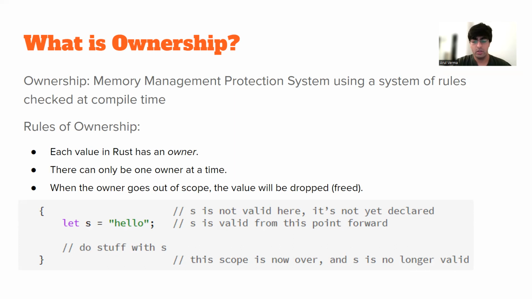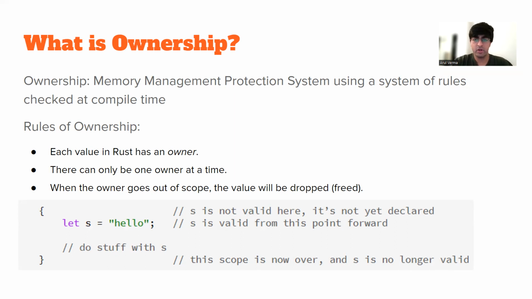What does this mean? Well, ownership is a set of three primary rules. The first rule is that each value in Rust has an owner. The second rule is that there can only be a singular owner at any given time. And the third rule is that when an owner goes out of scope, the value will be freed.